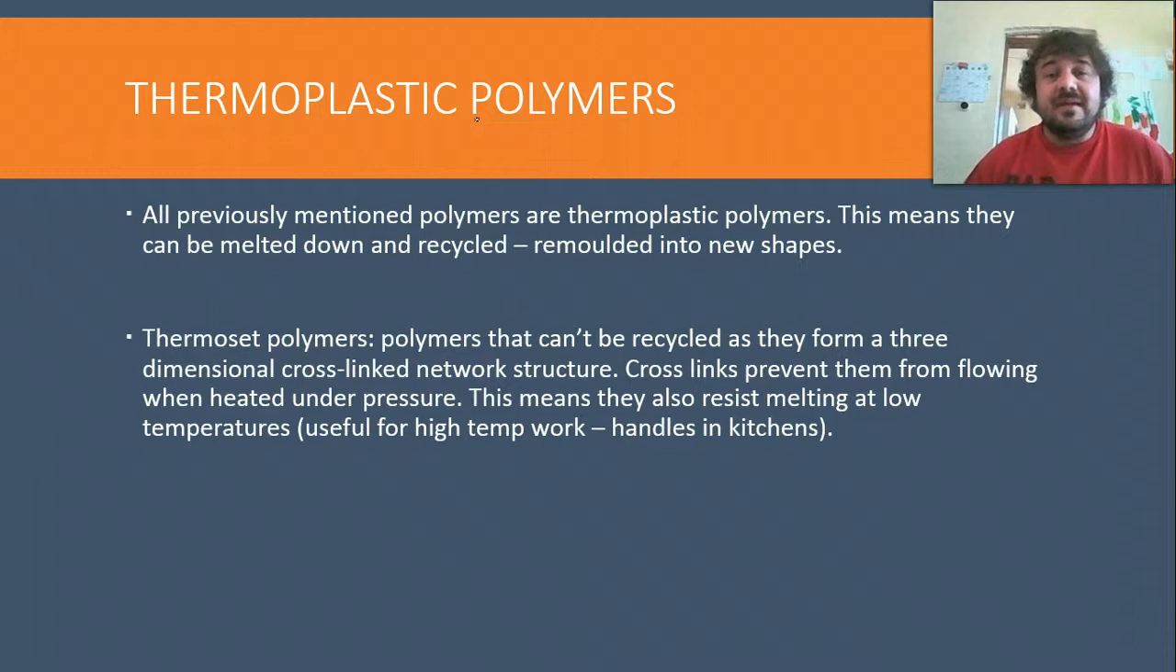Thermosets, because they've got the long chains and all the stuff coming off the sides, they won't flow. They've got that cross-linked three-dimensional network structure, and it prevents them from flowing when we heat them up or put them under pressure. This means they resist melting at low temperatures. So they're very useful for high temperature work, for example, handles in your kitchen. They're often made with thermoset polymers. The very first plastic was called Bakelite, and that is a thermoset polymer.